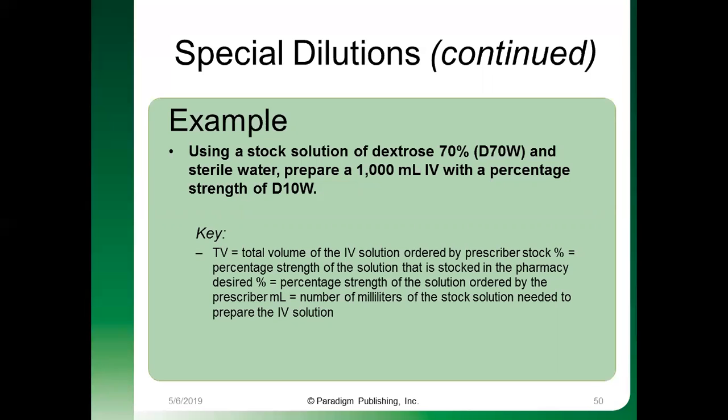So the key: total volume is the volume of the IV solution ordered by the prescriber. Stock percent is equal to the percent strength of the solution that is stocked by the pharmacy. Desired percent is equal to the percent strength of the solution ordered by the prescriber. mLs is equal to the number of milliliters of the stocked solution needed to prepare the IV solution.